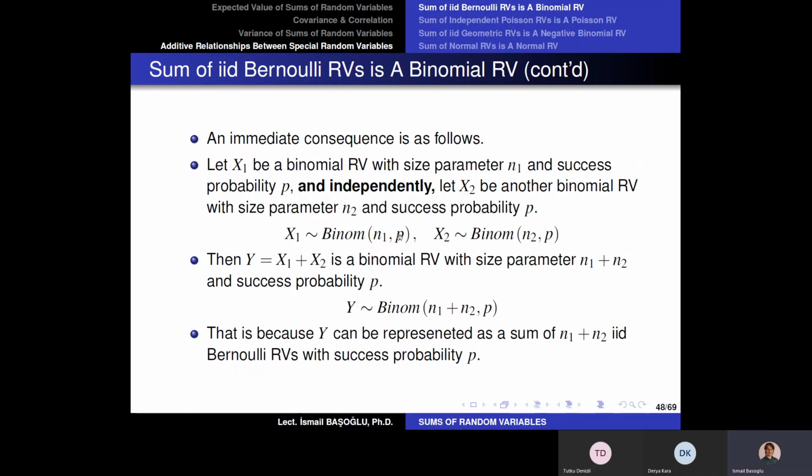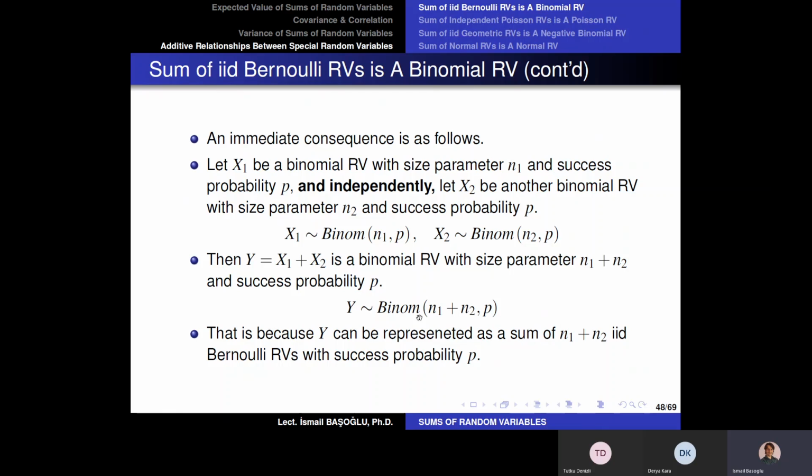Now, if the success probability were different, then we could not have done this. If the success probabilities were different, then this means these Bernoulli experiments are not identical. Okay? So the success probabilities being different means that the Bernoulli experiments are not identical. For example, one can be taking penalty shots, the other one can be trying 3 points basketball shots. So because of that reason, we cannot say that X1 plus X2 is a binomial random variable if the success probabilities are different. But here we can say it.